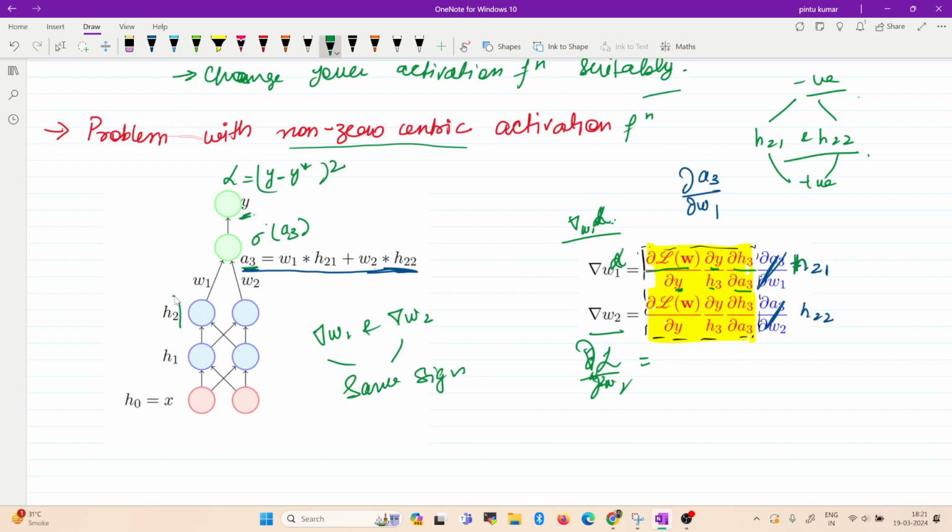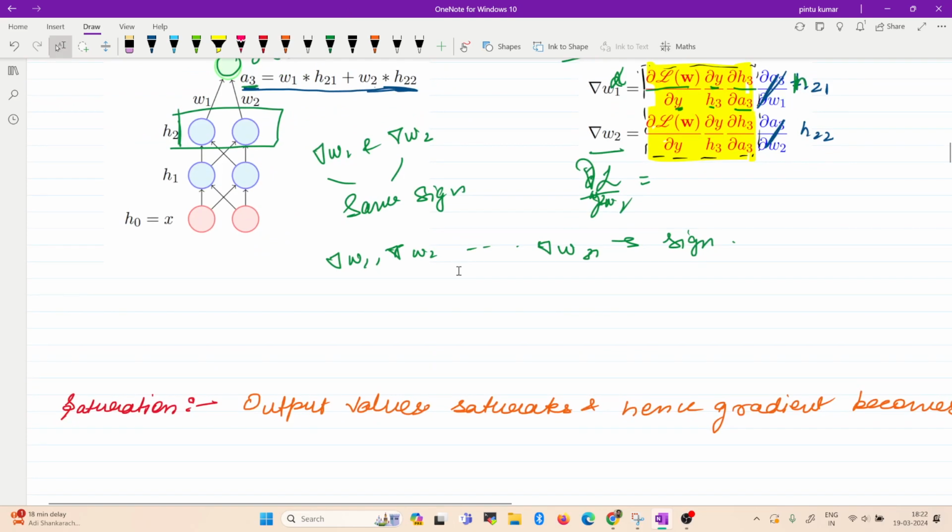Here we had only two neurons in this particular layer. If you have, let's say, n neurons in a single layer, where your activation function is some non-zero centric activation function, and that is connected to just a single output, then del W1, del W2, and so on, all of them will have the same sign. If your gradients have the same sign, what does this mean? Either all the values in your weights would increase or all would decrease, right?